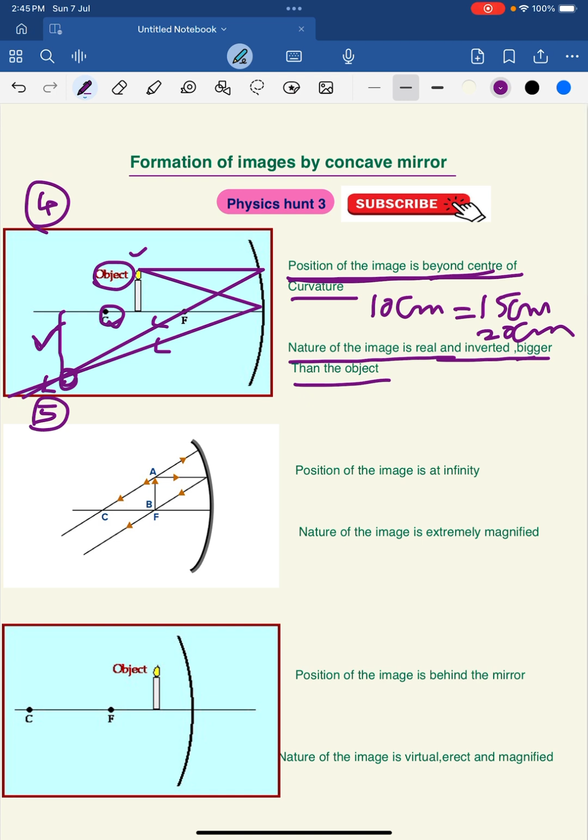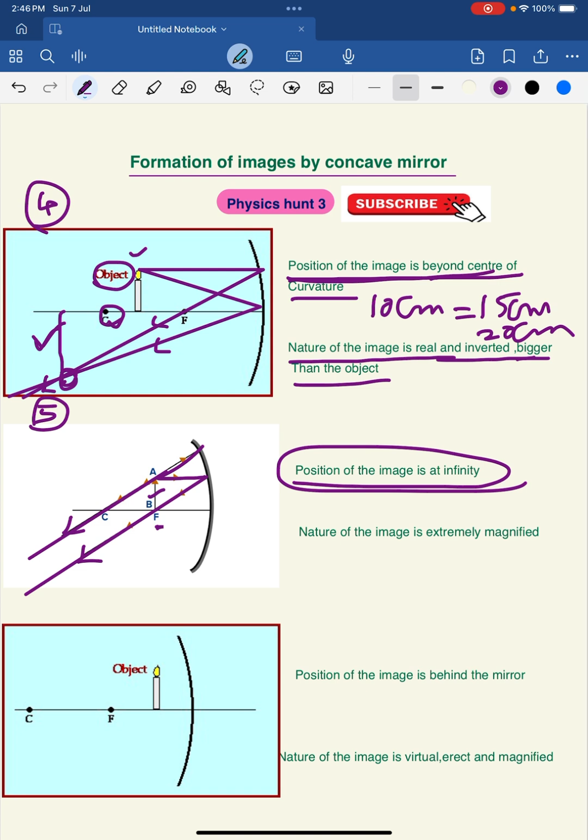Now coming to the fifth case, look at the diagram. Here the position of the object is exactly at the focus. This is the object position. The first rule: when a ray of light parallel to the principal axis, after reflection, the reflected ray passes through the focus. The second rule: when a ray of light appears to be incident at the center of curvature, after reflection, the reflected ray retraces its same path. So here, two reflected rays are moving parallel to each other. That means the image may form somewhere at a very long distance, maybe at infinity. So that's why I mentioned the position of the image is at infinity. What is the nature of the image? Here the nature of the image is extremely magnified.